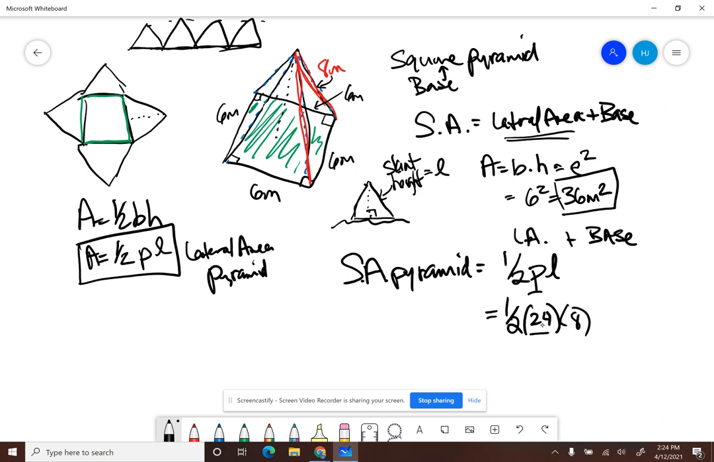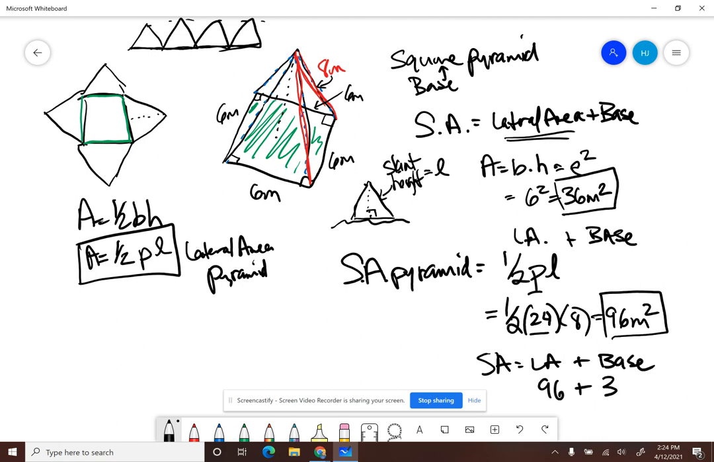And let's see, 1/2 of 24 is 12. 12 times 8 is 96 square meters. So this would be my lateral area. This is my base that I've already been given. So what do I do to find the surface area? I'm going to take lateral area plus the base. My lateral area is 96. My base is 36. So that, in fact, equals 132 square meters.